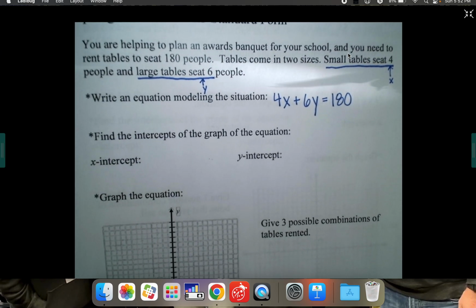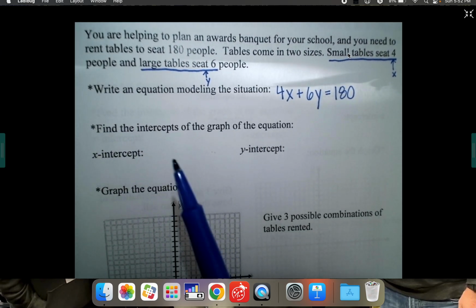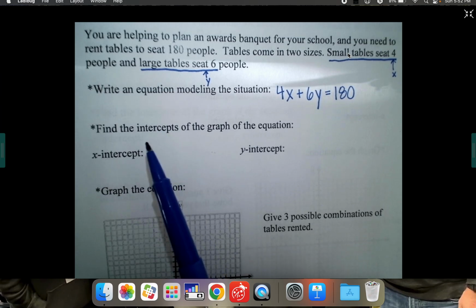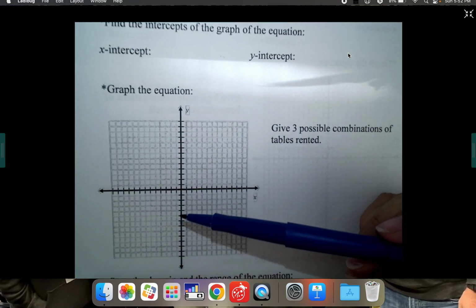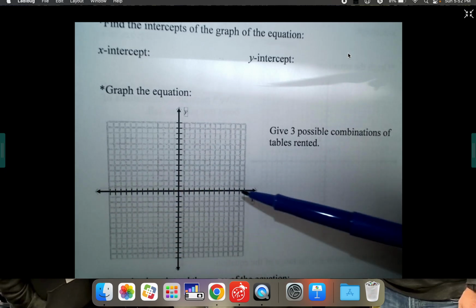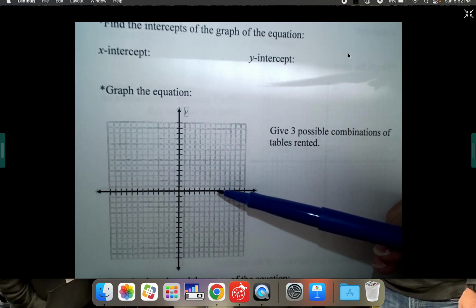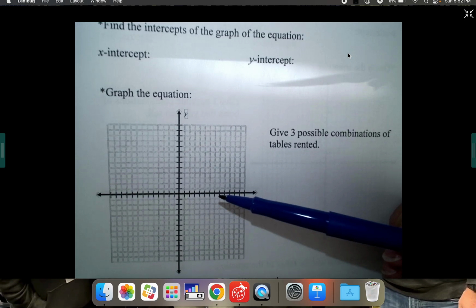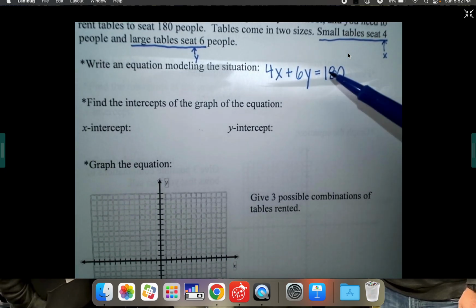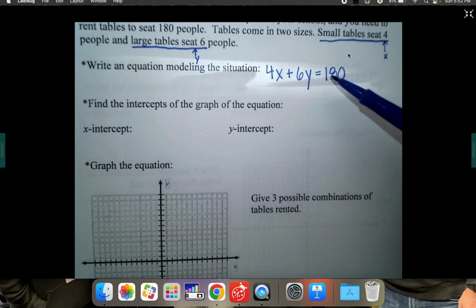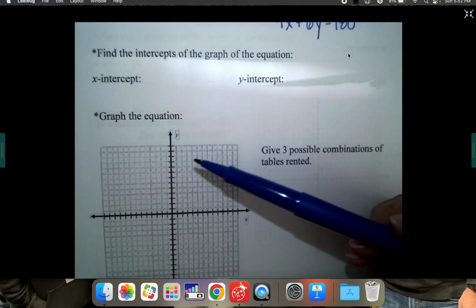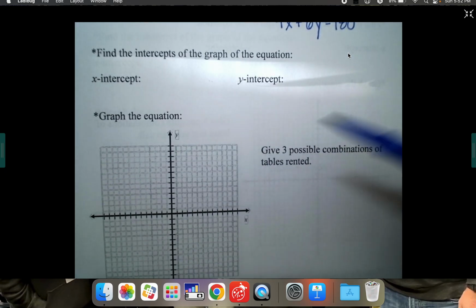Next, it wants us to find the intercepts, and I really want you to understand what the intercepts of a graph mean. Obviously you've learned that the y-intercept is where it hits the y-axis. The x-intercept would be where it hits the x-axis. And the reason this is important is because in standard form, it can't go past one or the other. Like you can't go past the 180 people. It's just not going to be possible. So it's going to be a graph that stops.